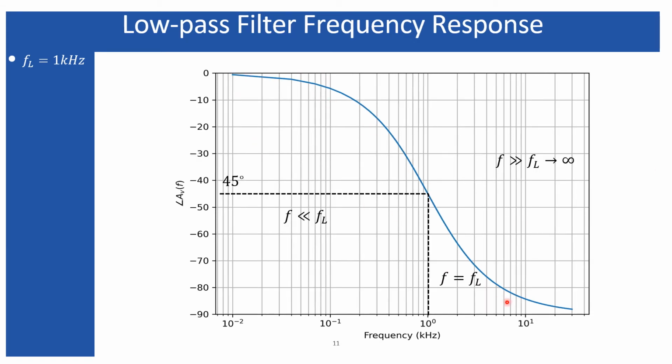This is the phase plot. Here we can see that for f very much less than fl, it was close to 0 degrees, and as you approach f equals fl, the angle appears at 45 degrees. And when you go beyond that, that is f becomes very much greater than fl, you are approaching minus 90 degrees.